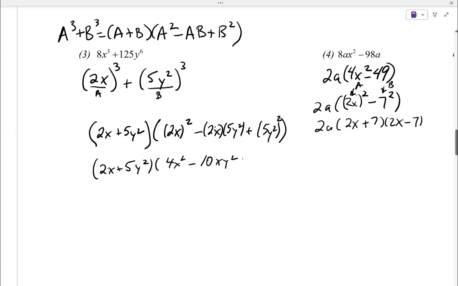5 squared is 25. Y squared squared is y to the 4th. Good. Because it's y squared times y squared. Remember, we add the exponents in that case, right? 2 plus 2 would give us the 4.